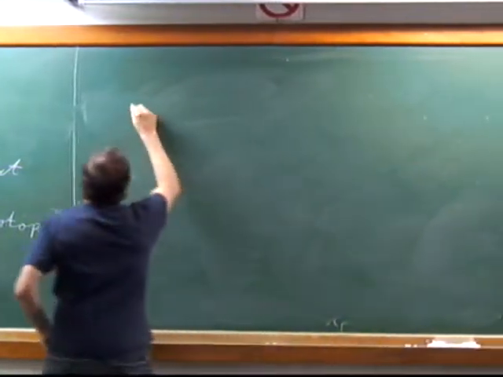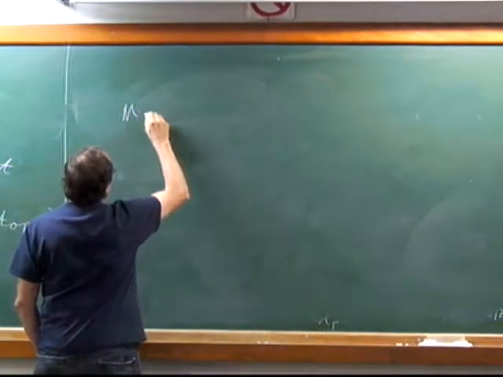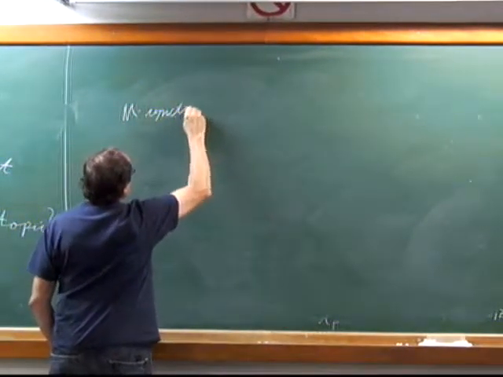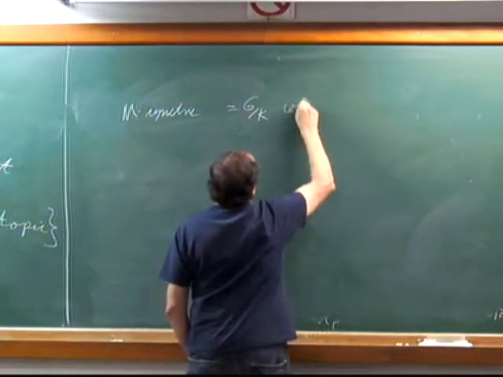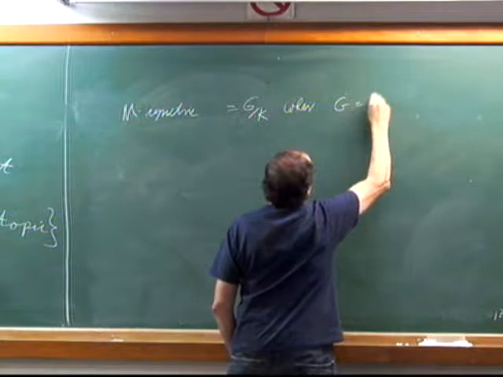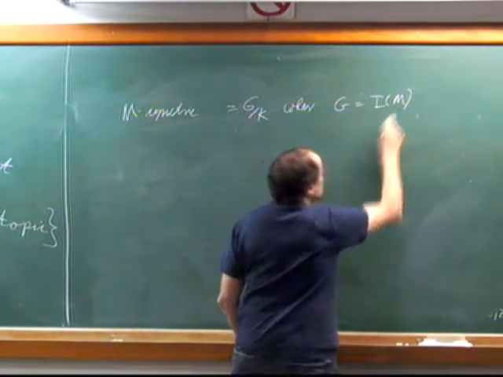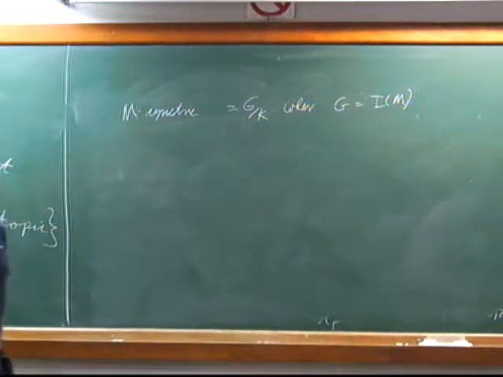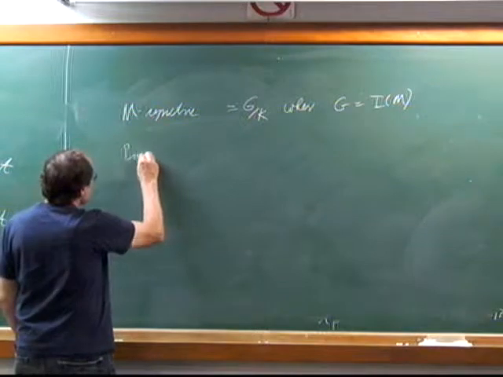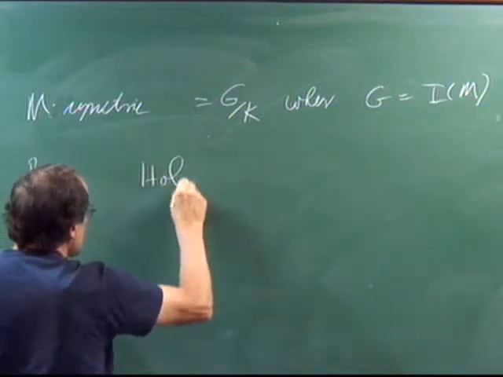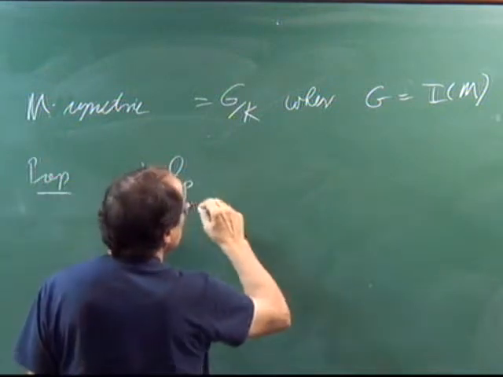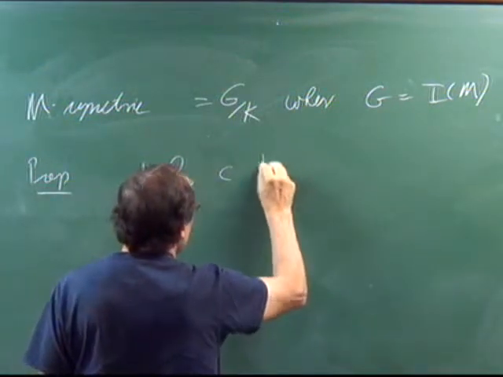So let M be symmetric. Write it as G mod K, where G is the isometry group. Like we saw, it's homogeneous, so I can write it as a homogeneous space under the isometry group. And then the proposition says that in this case, the holonomy group at the point P is a subgroup of K.